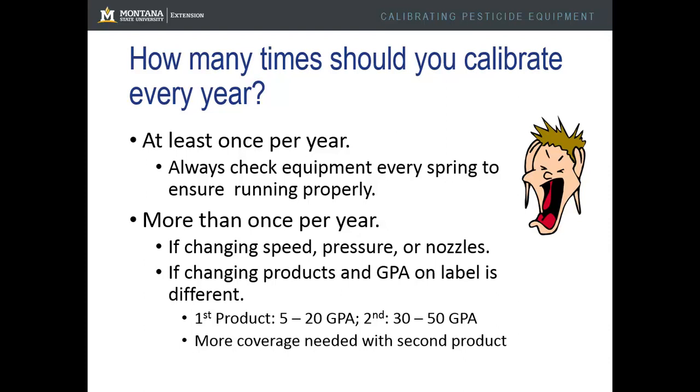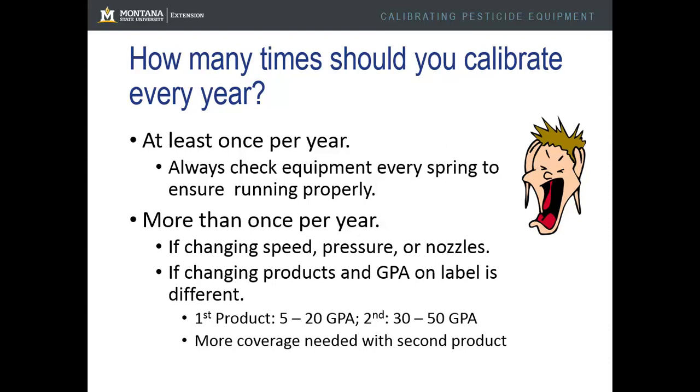At times, it may be necessary to calibrate more than once per year. This would be necessary if you change your spray pressure, change your nozzles, change your boom height, or change your field speed. Another reason it may be necessary to recalibrate pesticide equipment is if using multiple products throughout the season with varying output requirements. For instance, if the first product required an output of 5 to 20 gallons per acre, and the second product required an output from 30 to 50 gallons per acre, it would be necessary to recalibrate the equipment to an output between 30 to 50 gallons per acre prior to applying that second product.